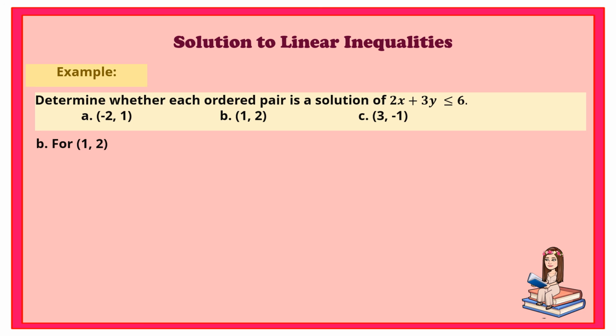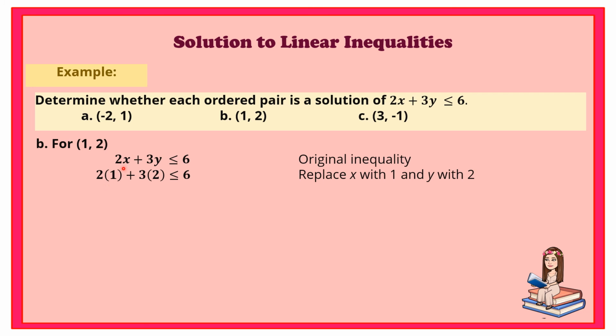Okay, so let's try another one. Let's try letter B naman, 1, 2. So ganun pa rin yung proseso. First step, you write the original inequality, 2x plus 3y is less than or equal to 6. Then we substitute or we replace the x with 1 and the y with 2. So it will turn out to be like this. Yung x naging 1, yung y naging 2. So after that, we need to simplify. So 2 times 1 is 2 and 3 times 2 is 6. And that is less than or equal to 6. Now, we add. 2 plus 6 is 8. That is less than or equal to 6.